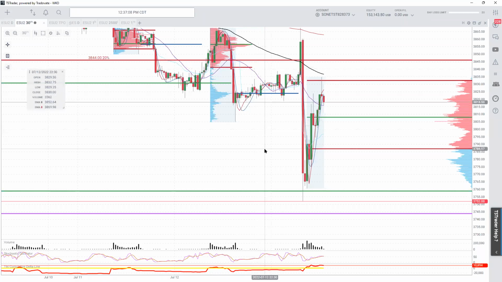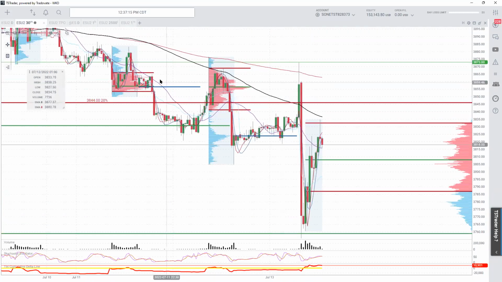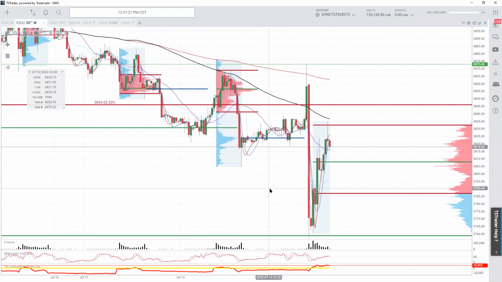Okay. So this was a gap that ended up getting filled. Now we can see that value has moved lower. That's important information, and more of that information coming in the information we've got about the market profile.